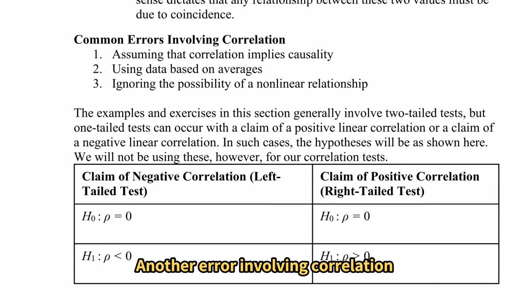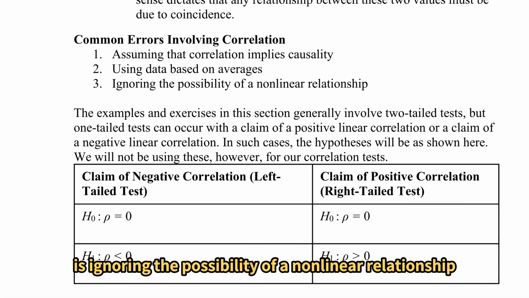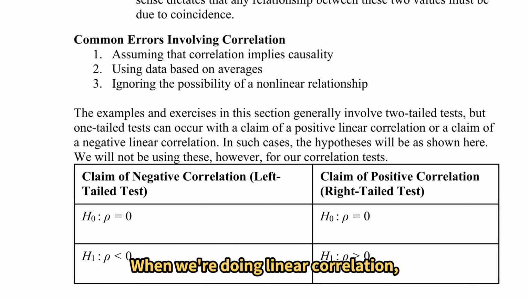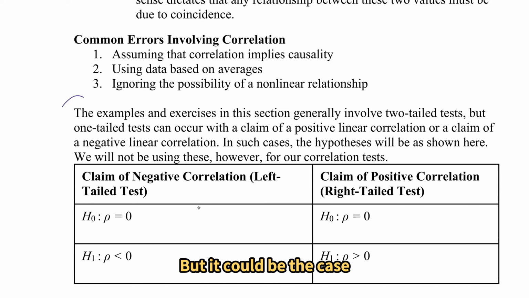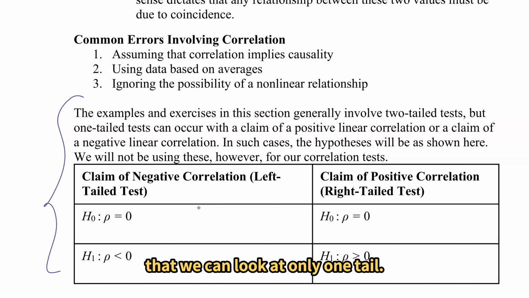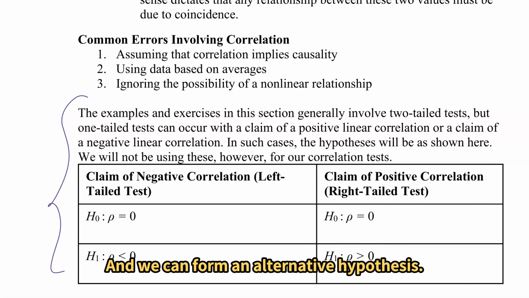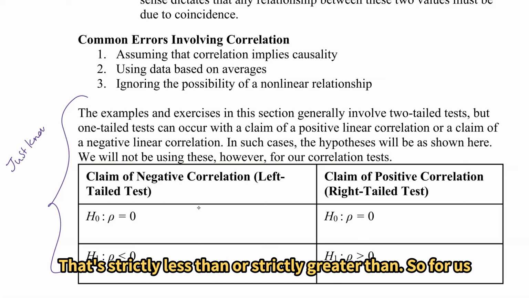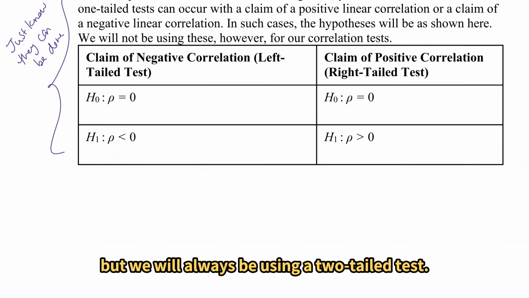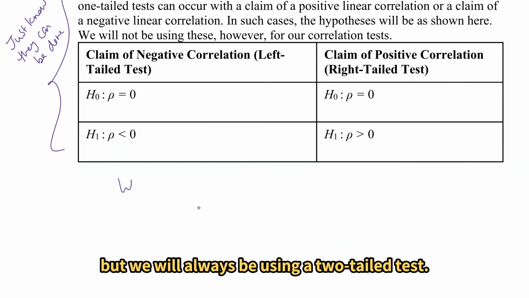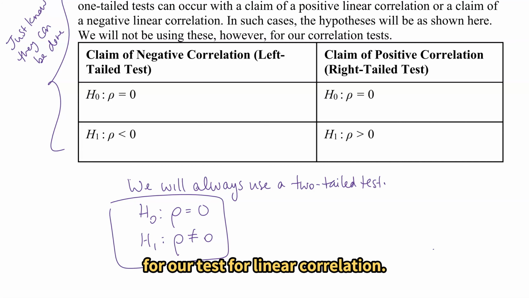Another error involving correlation is ignoring the possibility of a nonlinear relationship. When we're doing linear correlation, we're always going to be using the two-tailed test. But it could be the case that we can look at only one tail and we can form an alternative hypothesis that's strictly less than or strictly greater than. So for us, I just want you to know that can be done, but we will always be using a two-tailed test. We'll always be using a two-tailed test for our test for linear correlation.